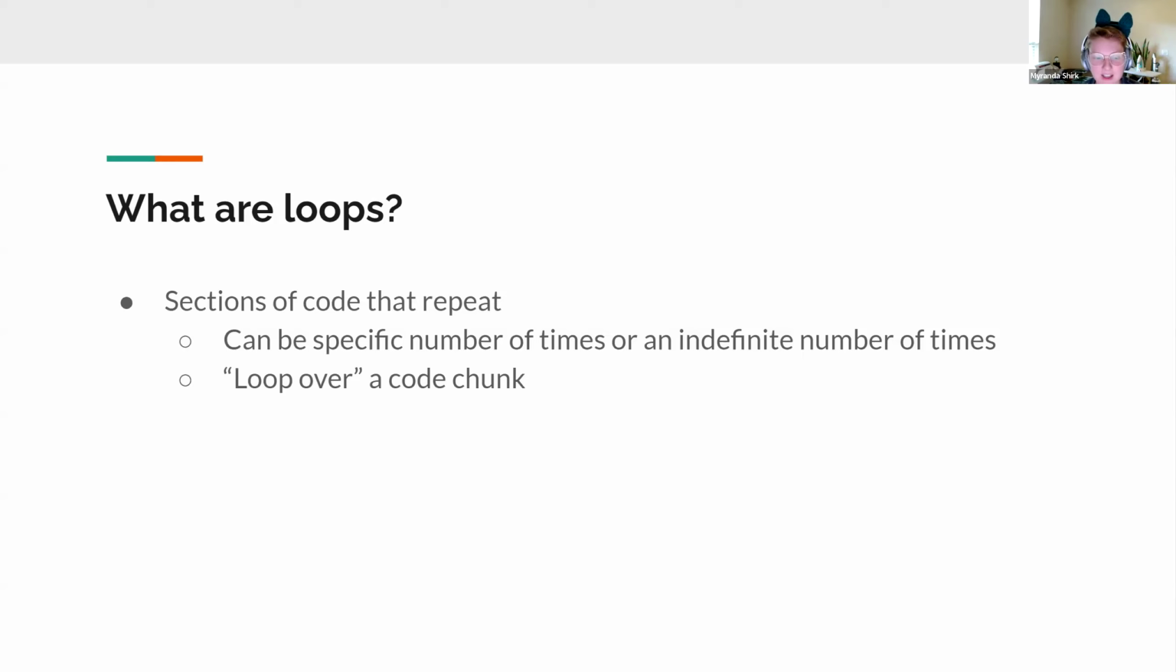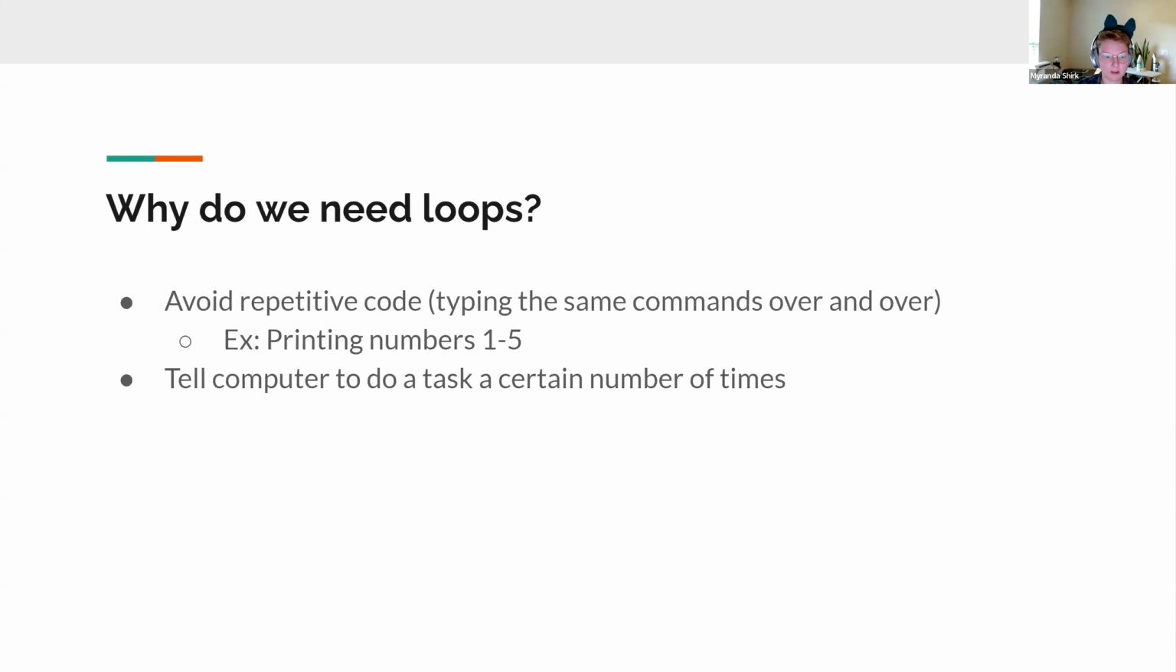A loop can run a specific number of times or an unknown number of times. And when we say loop over, I'm saying repeat. That's another word for repeat. So I'm frequently going to say loop over a code chunk.